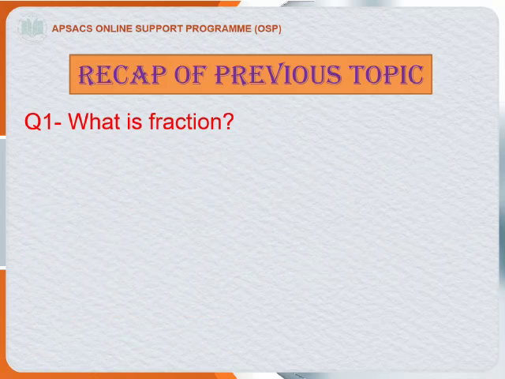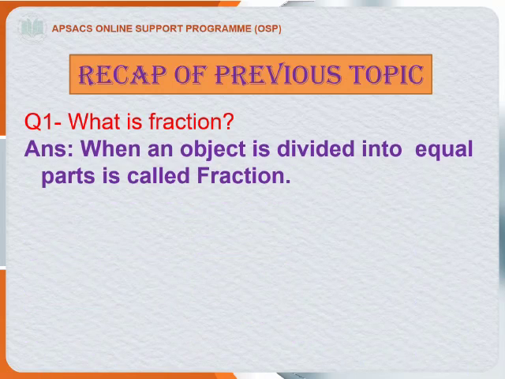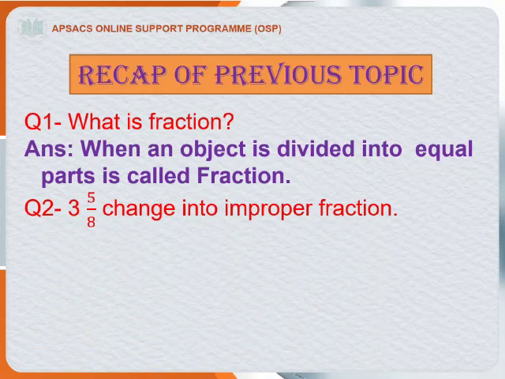Question number 1. What is a fraction? Yes. When an object is divided into equal parts, it is called a fraction. Question number 2. 3 whole number 5 out of 8, change into an improper fraction. Answer, 29 out of 8. How will we get this answer? We will multiply 3 into 8. 3 8s are 24. Add the numerator, means plus 5. 29 out of 8.